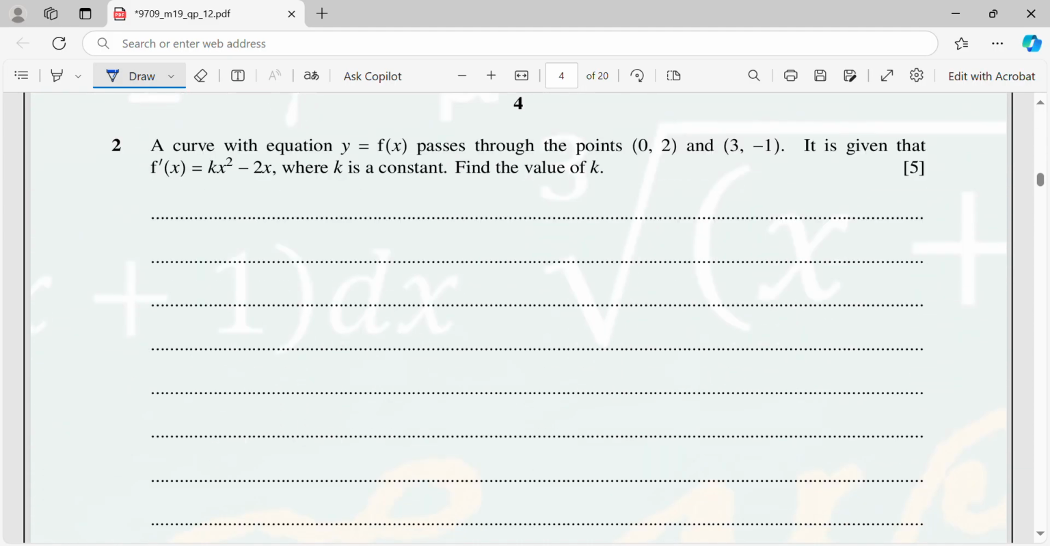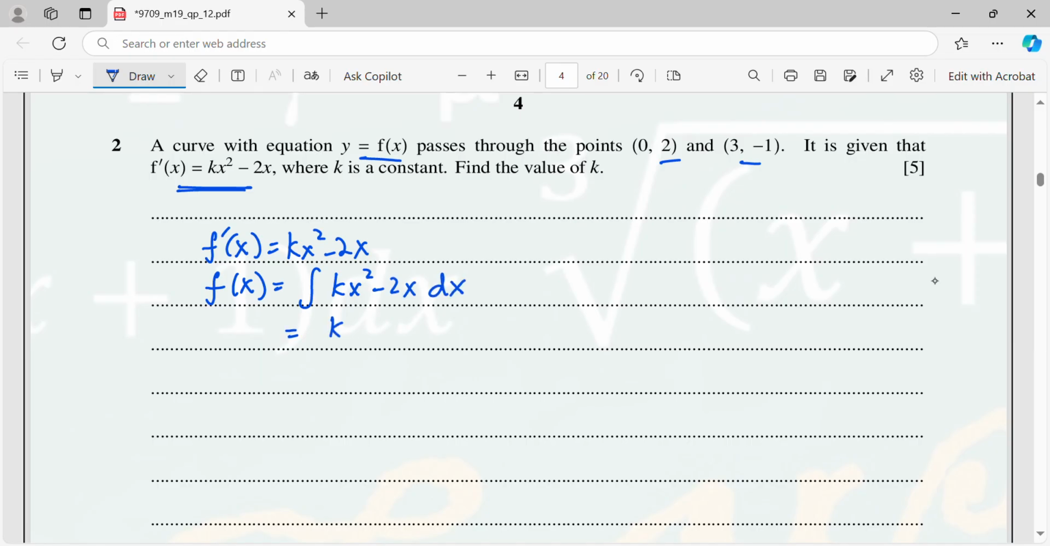Question number 2. The curve with equation y equals f(x) passes through 2 points. It's given that f prime of x is kx squared minus 2x, where k is a constant. Find the value of k. Since you are given f prime of x, I will start with the derivative. To get f(x) from the derivative, we need to integrate. Therefore, f(x) is the integration of kx squared minus 2x with respect to x.